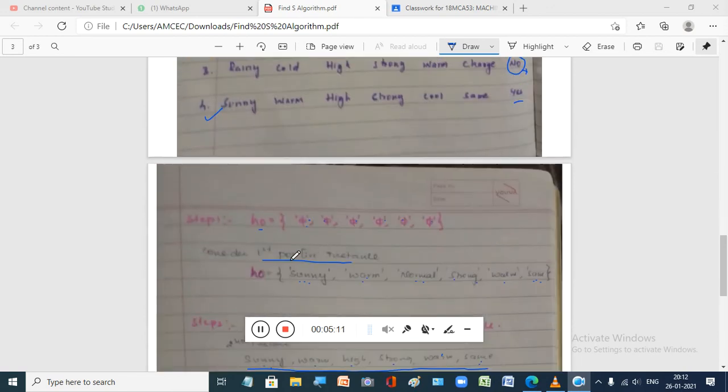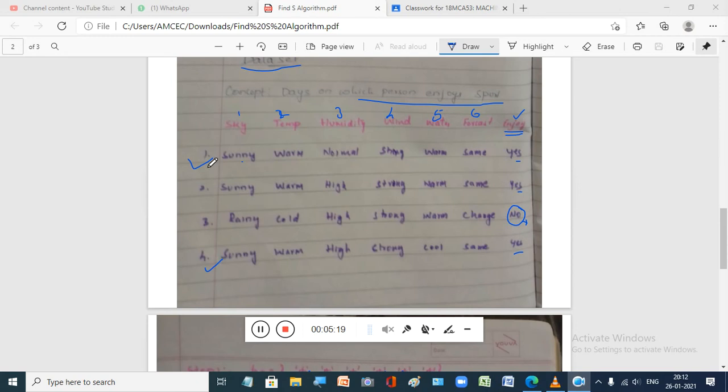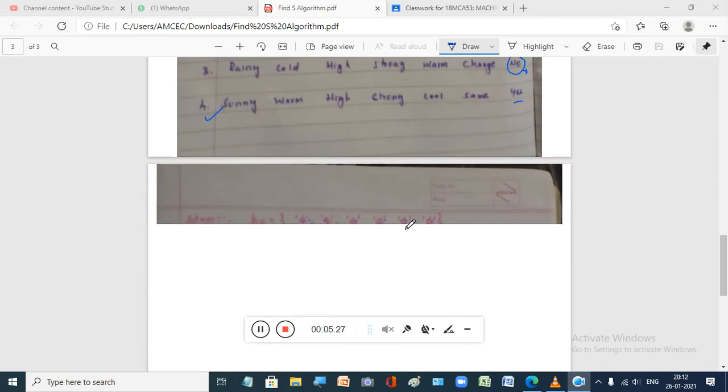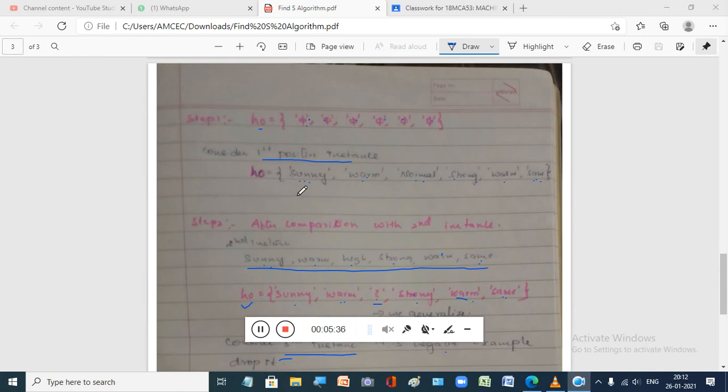Now we consider the first instance. What is our first instance? In our data set, the first positive instance is sunny, warm, normal, strong, warm and same. You take the first instance and initialize your hypothesis with it, so obviously H naught will be the first instance as it is.